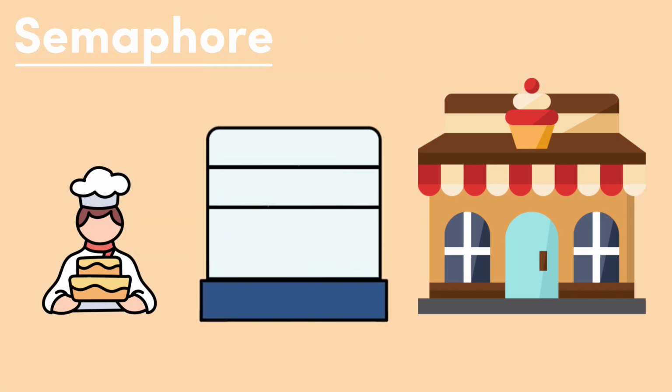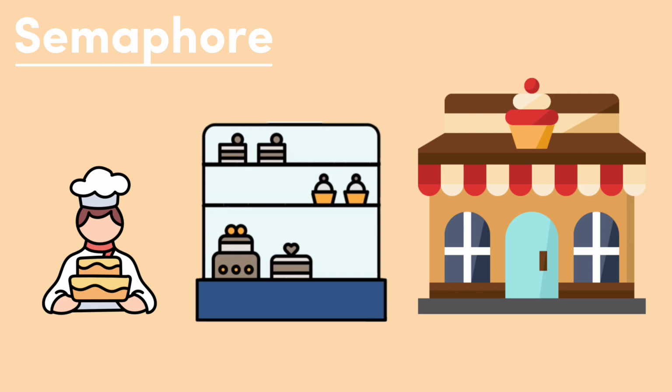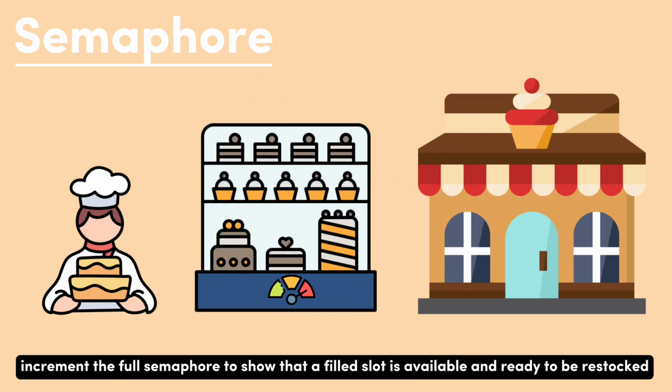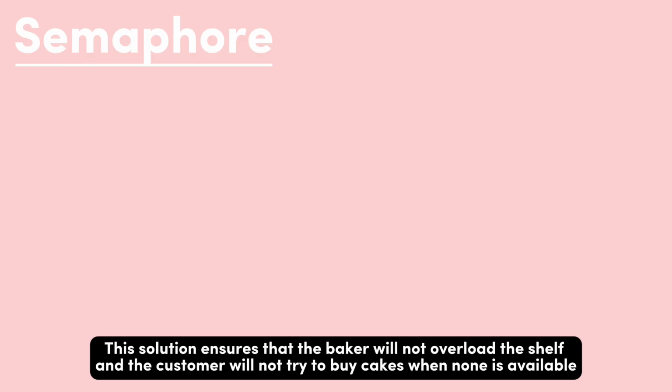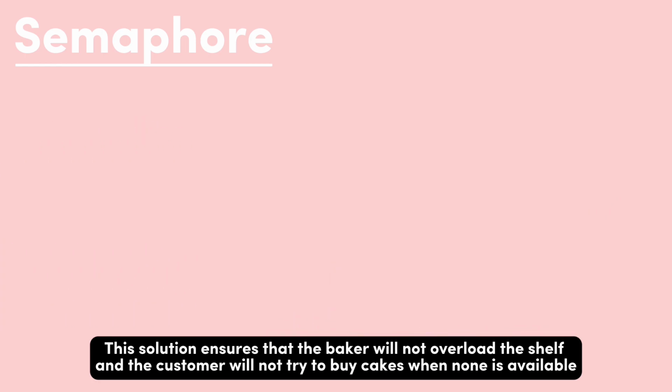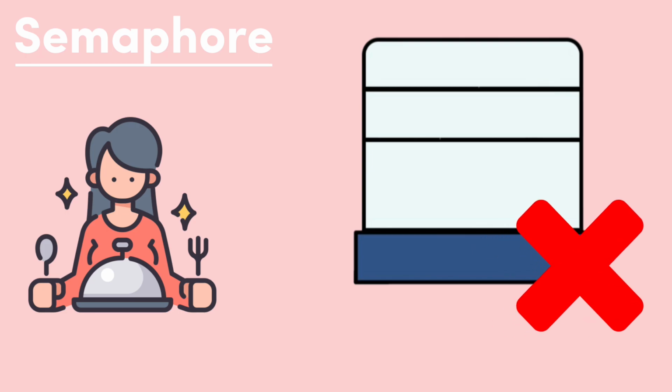Once an empty slot is available, the producer places a cake on the shelf and increments the full semaphore to show that a filled slot is available. This solution ensures that the baker will not overload the shelf, and the customer will not try to buy cakes when none is available.